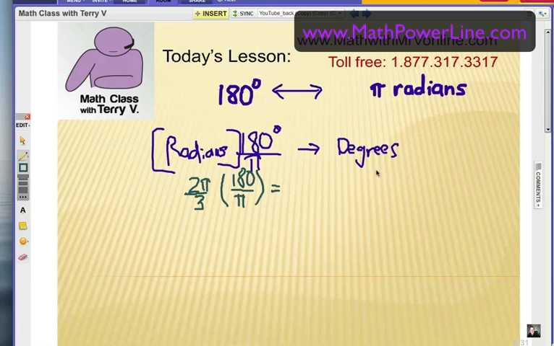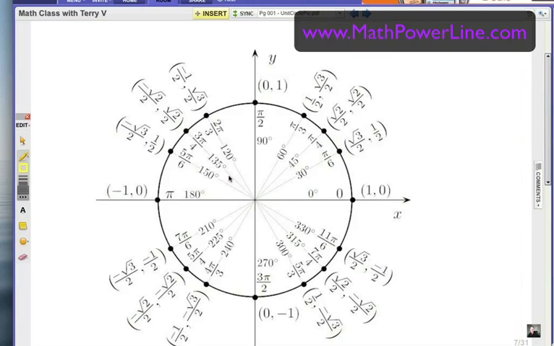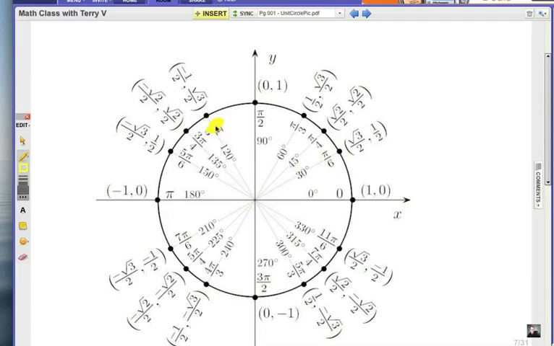So let's go ahead and do 2 pi times 180, and that would be 360 pi over 3 pi. The pi's will cancel out, and we can also cancel a factor of 3 out of each, which will give me 120 degrees. Now let's check that on the unit circle. Yes, 2/3 pi is the same as 120 degrees. All right, that was pretty easy.